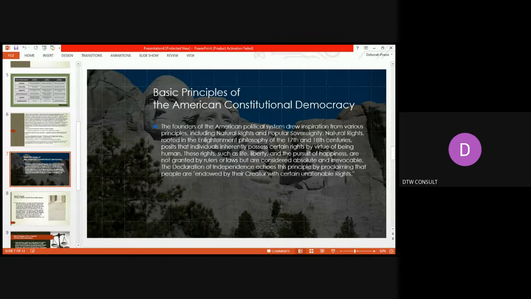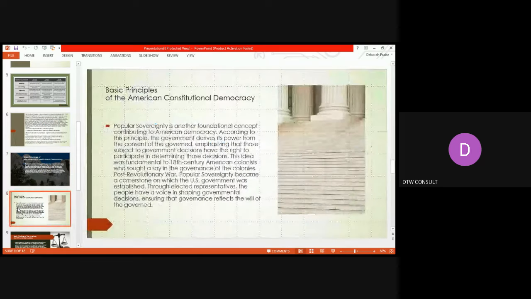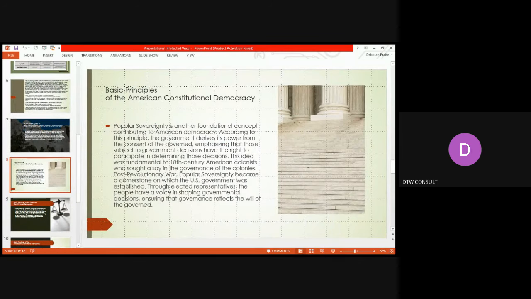All right. So some of these, number one, you have natural rights. Okay, let's start with popular sovereignty. In popular sovereignty, it has to do with government powers coming from the consent of the governed. The consent to be governed comes from the people. I repeat again, government's power comes from the governed. That is the principle of popular sovereignty. Number one is that government's power comes from the consent of the governed.